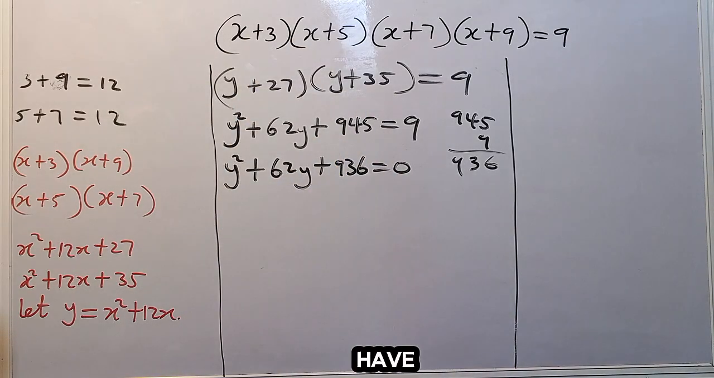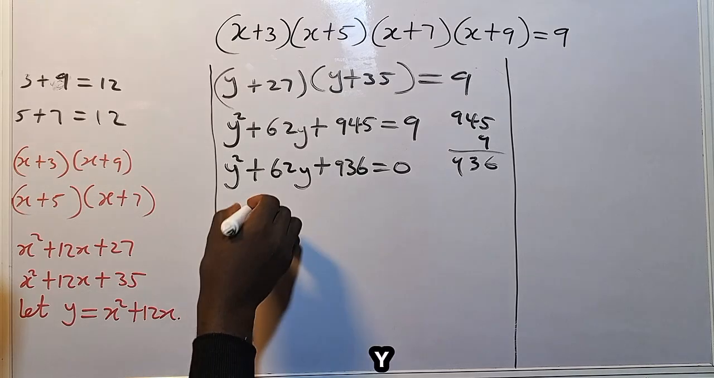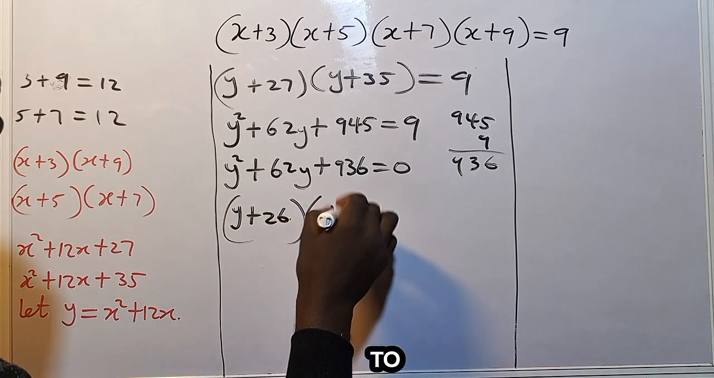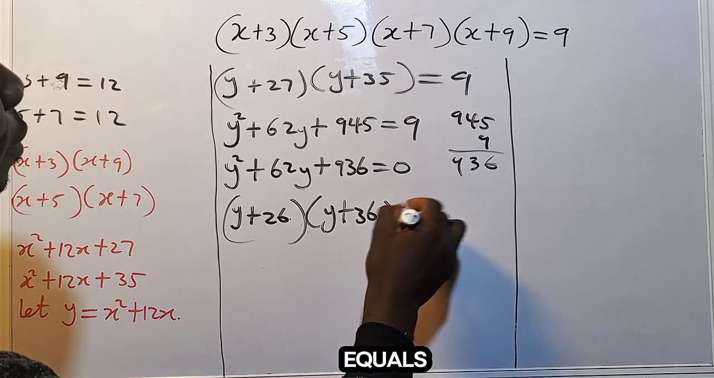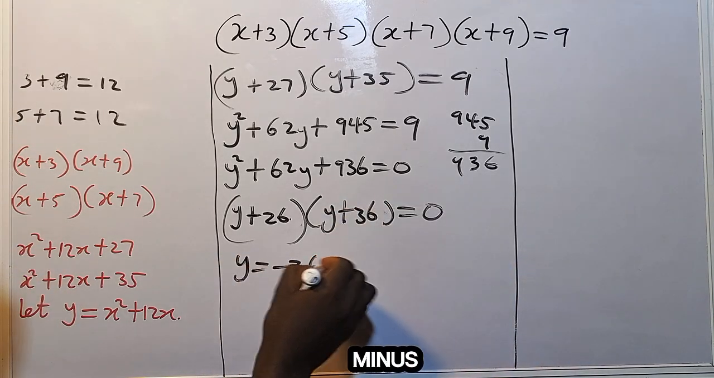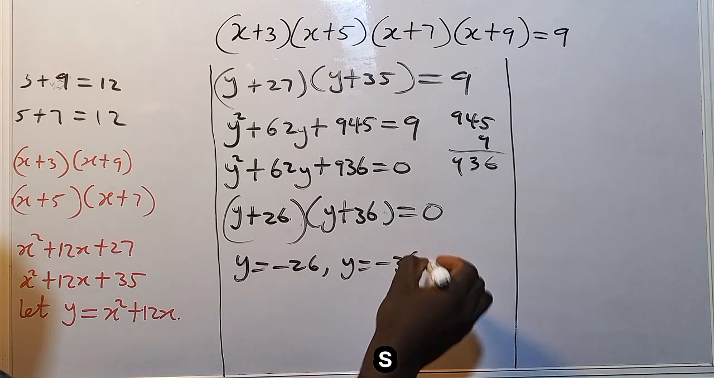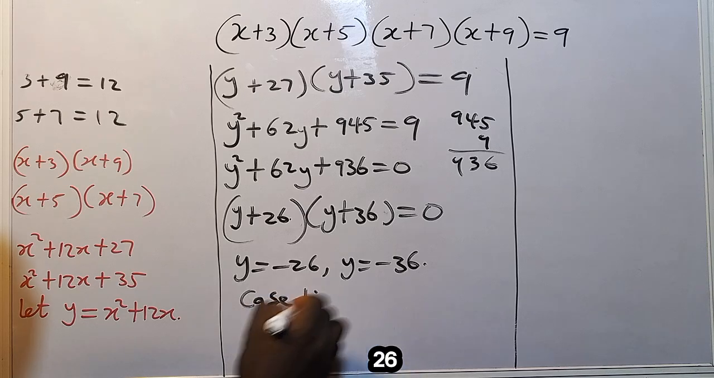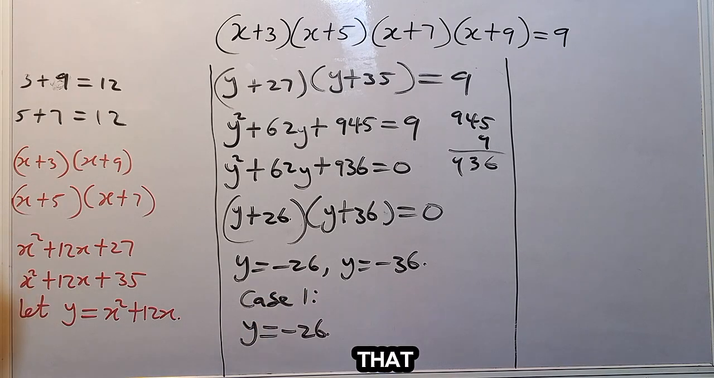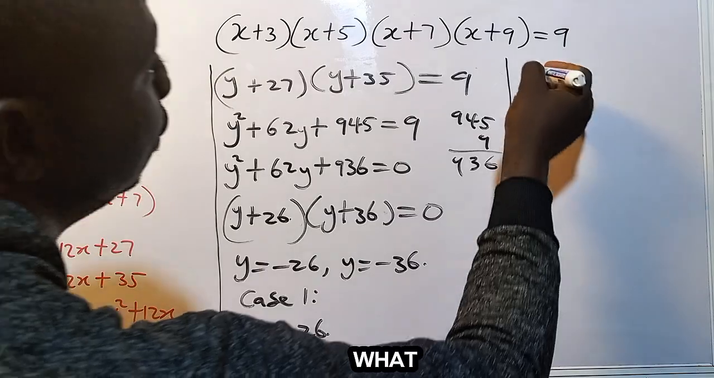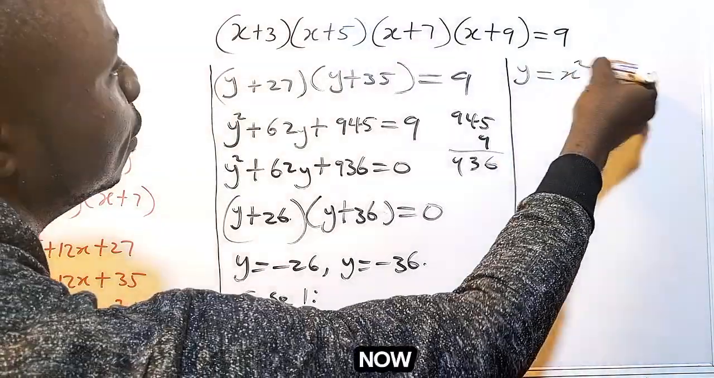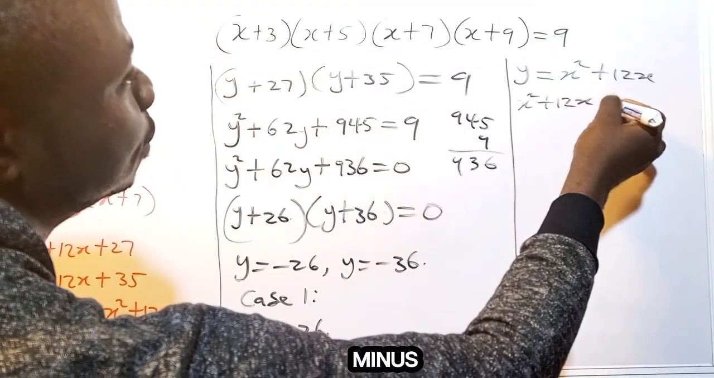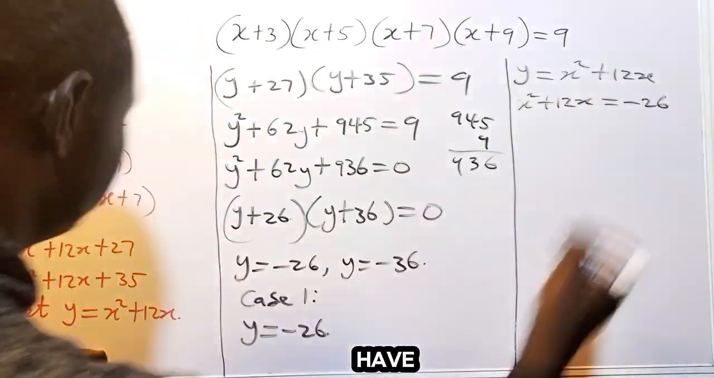Now, when you factorize this expression, you have (y plus 26)(y plus 36) equals 0. Now, y equals minus 26, and at the same time, y equals minus 36. In order for us to find s, we have two cases. Case 1 is when y equals minus 26, and we said earlier that y equals s squared plus 12s. You now have s squared plus 12s equals minus 26. That's the first case.